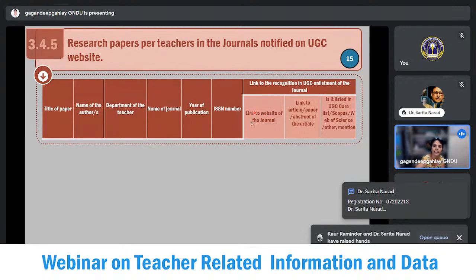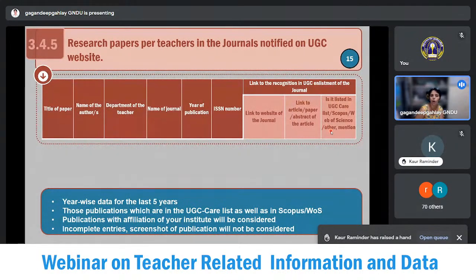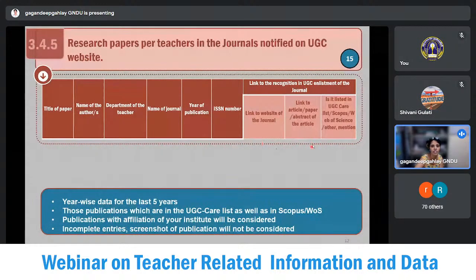This is a way to authenticate that they are enrolled in the UGC list. Also give the link of that particular paper or the article or the abstract, and then state whether it is in the UGC CARE list, or in Scopus or in Web of Science. And if it is in none of these, please mention other in that column. For the SSR, it is data with respect to the last 5 years. And as I said, only publications with the affiliation of your institute will be considered. Incomplete entries in this table, or screenshots of publications where you're not providing any link but simply giving screenshots, will not be considered, and your data will then not be valid.